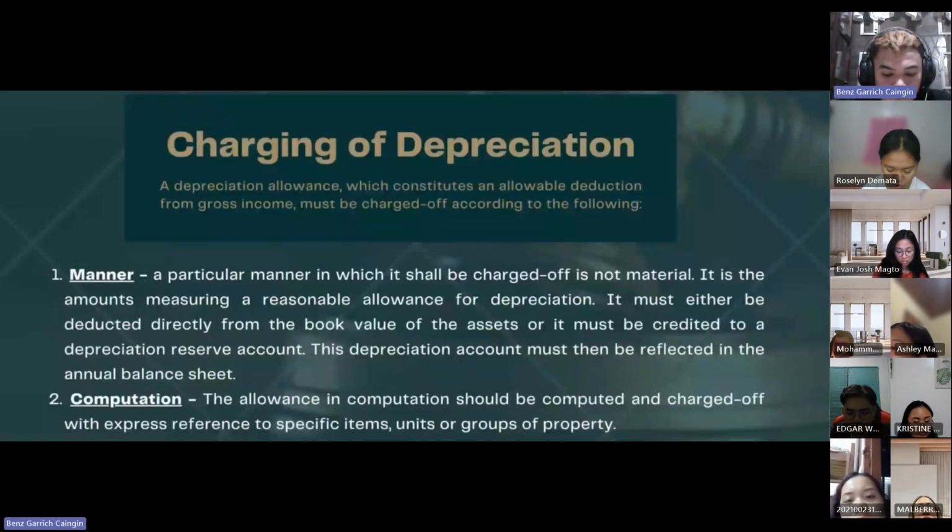Next up, we have charging of depreciation. A depreciation allowance, which constitutes an allowable deduction from gross income, must be charged off. The meaning of charged off is that it's a debt that a company believes it will no longer collect as the borrower has become delinquent on payment. A depreciation allowance must be charged off according to the following.